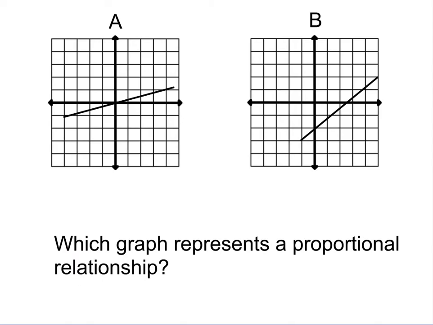So look at these two graphs, A and B. Which graph represents a proportional relationship? Well, it's pretty obvious. There's only one that goes through the origin. This one goes through the origin. This line does not go through the origin. So this one is proportional. This one is non-proportional. That's all it means. Okay, proportional, non-proportional.